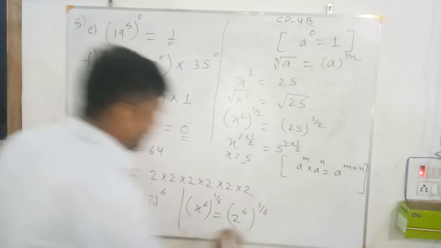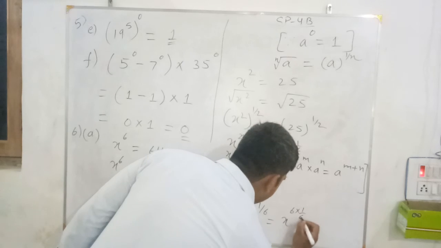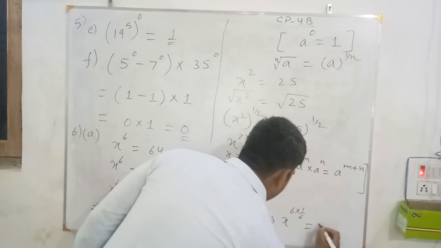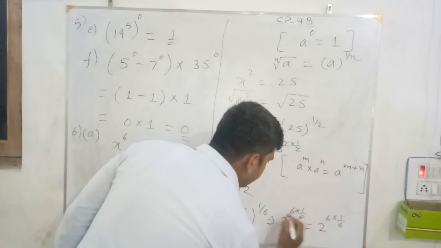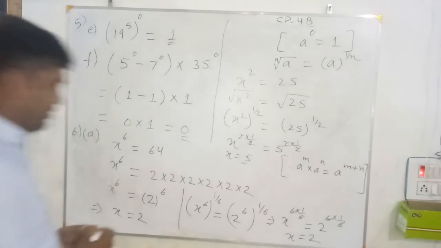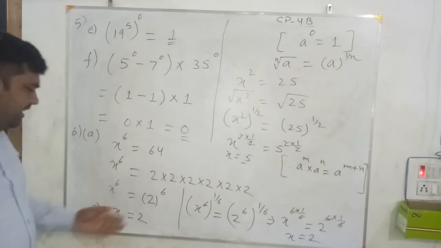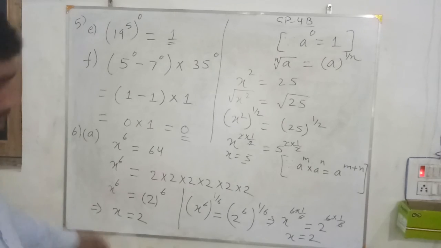After that, see what you can write. x to the power 6 multiplied by 1 by 6 is equal to 2 to the power 6 multiplied by 1 by 6. Now this 6 will be cancelled. So what you get is x is equal to 2. Like this also we can do. But here also you can write, this implies that by comparison x is equal to 2. No need to take any burden. You can do it like that also.